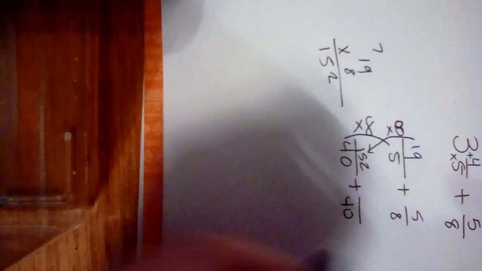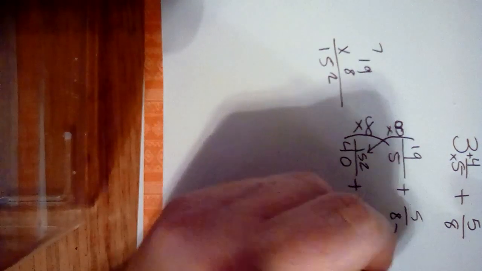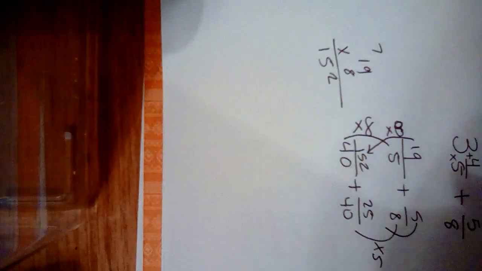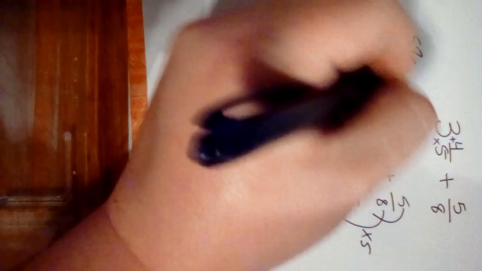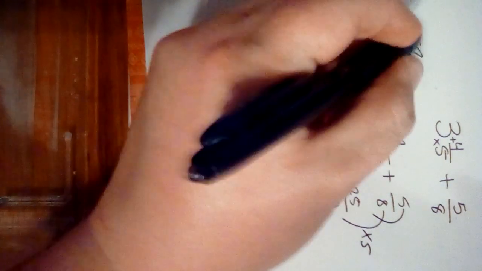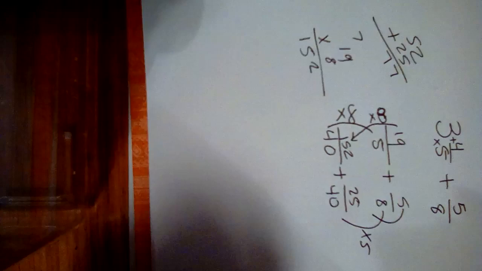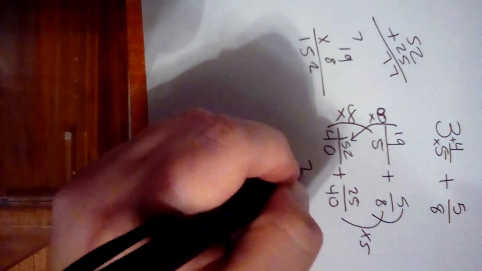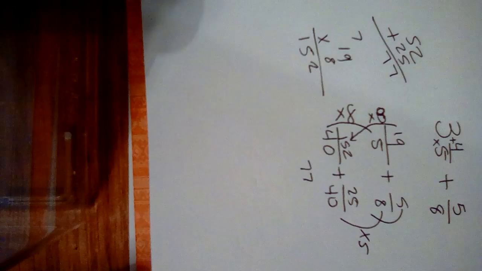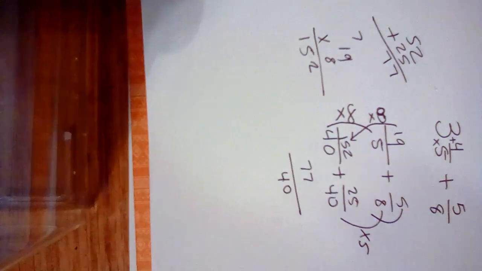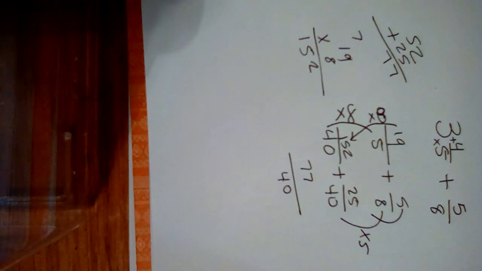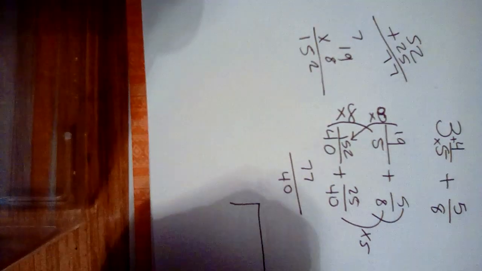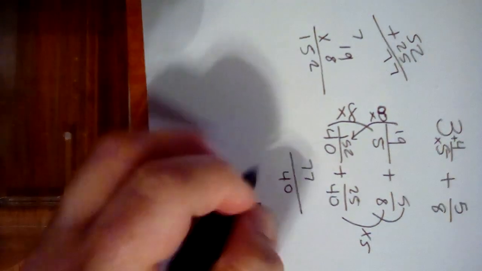Alright. 152 plus 8 times 5. So I have to do 5 times 5, which is 25. Now again, I'm going to add just to make sure I don't mess anything up on paper. 52 plus 25. 7. Ooh, look. 77. So now I have 77 over 40. And I'm going to simplify using long division. So 77 goes in the box, divided by 40.